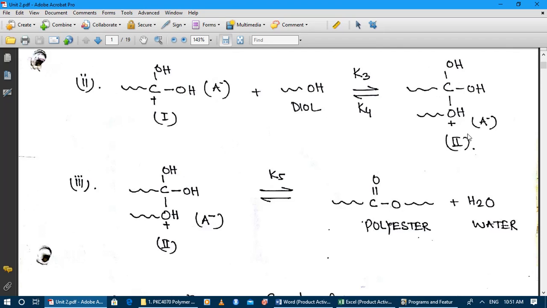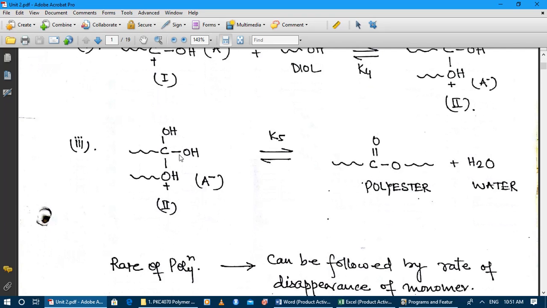Again, this species 2 will undergo a condensation reaction, which is again a reversible reaction, with forward rate constant K5. We have not shown the reverse rate constant K6 because this is my final step, and we are interested only in the product, the polymer, which is a polyester. So this species 2 will undergo a condensation reaction, and by condensing out one water molecule, it will be converted into polyester.